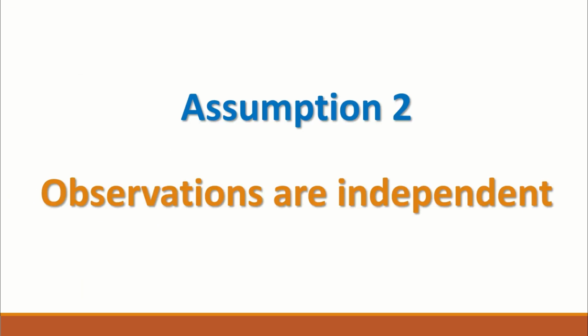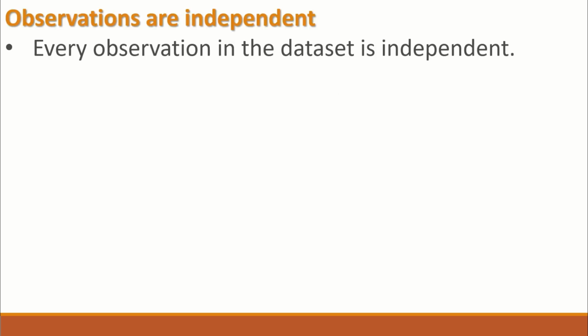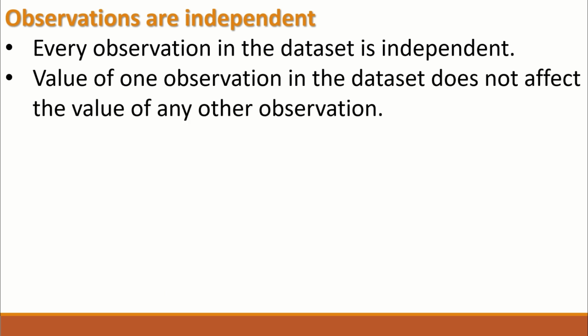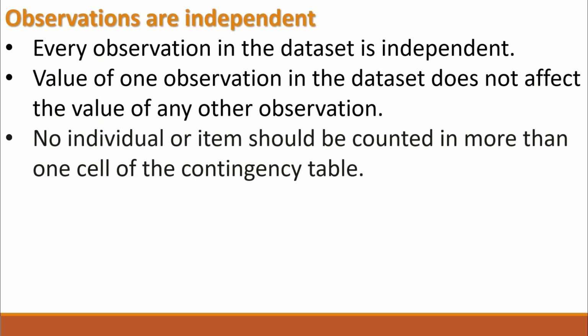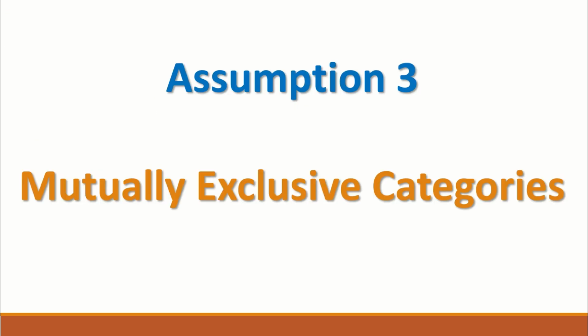Assumption number 2 is that the observations are independent. What does that mean? It means that every observation in the data set is independent. The value of one observation in the data set does not affect the value of any other observation. So no individual or item should be counted in more than one cell within the contingency table.